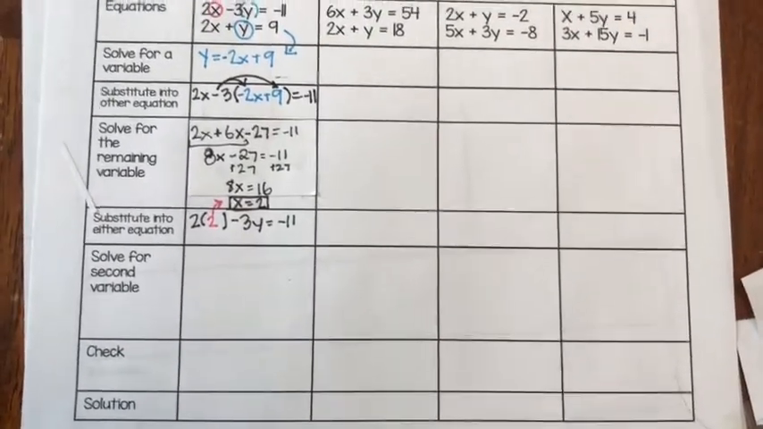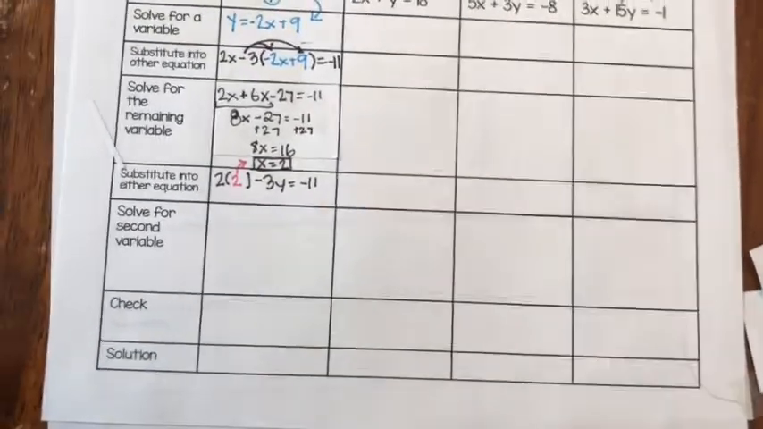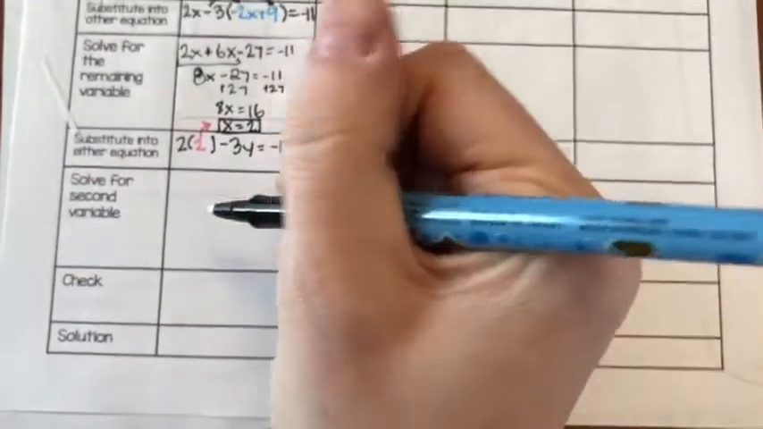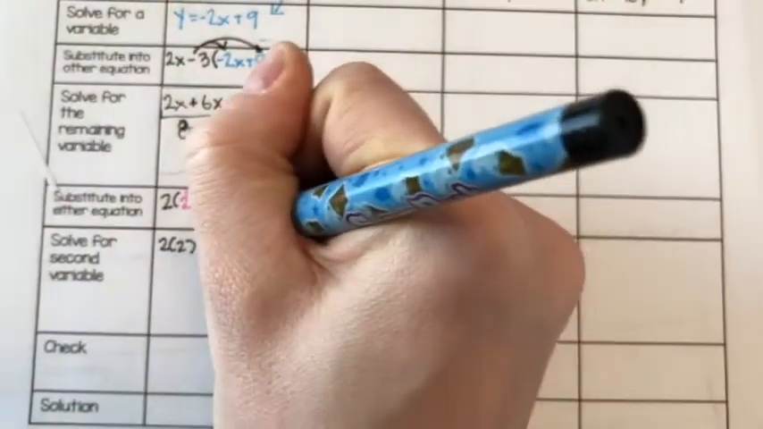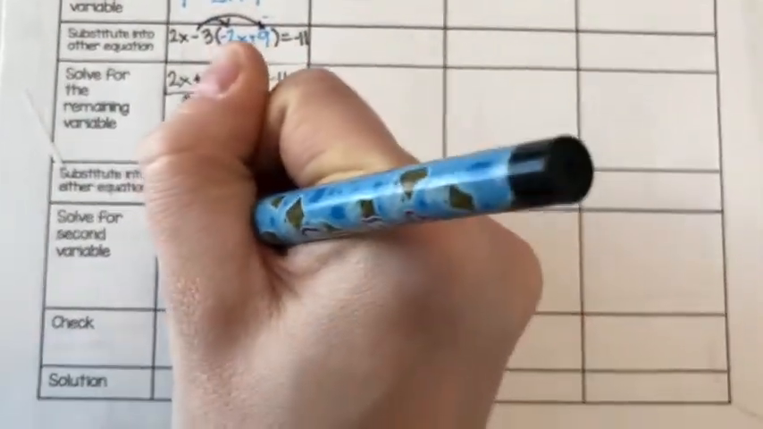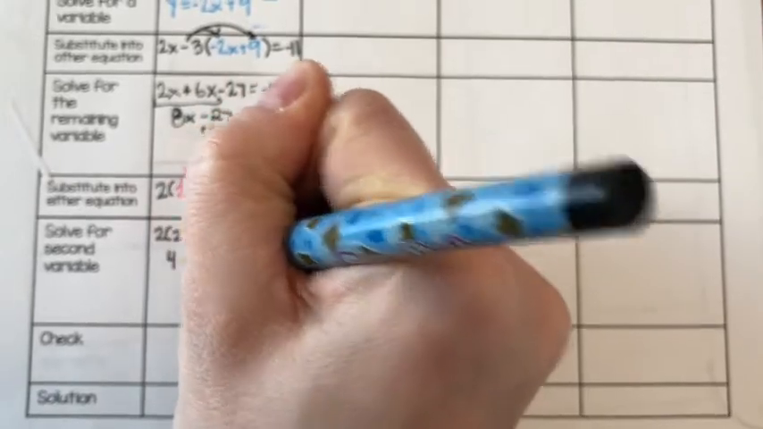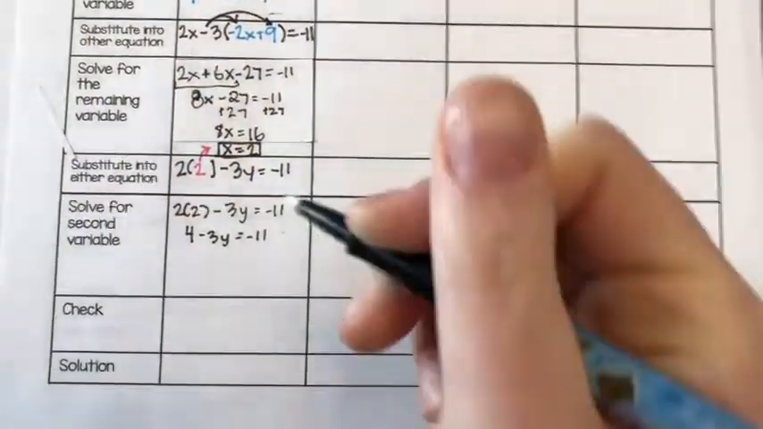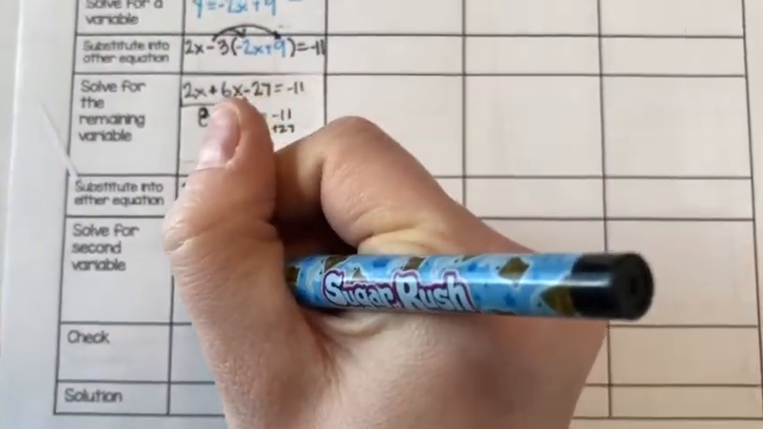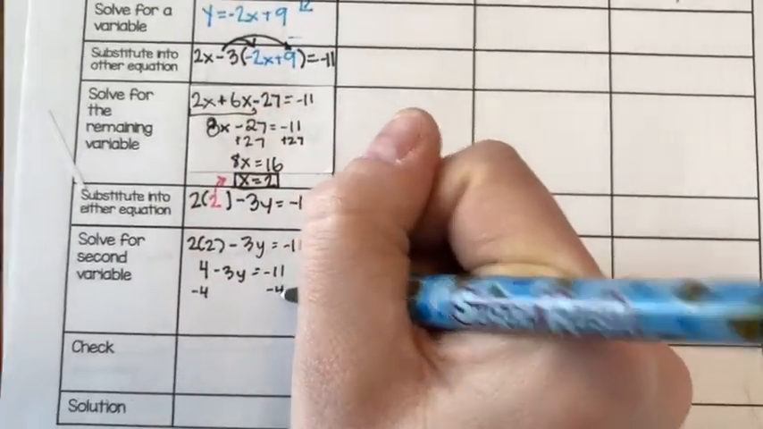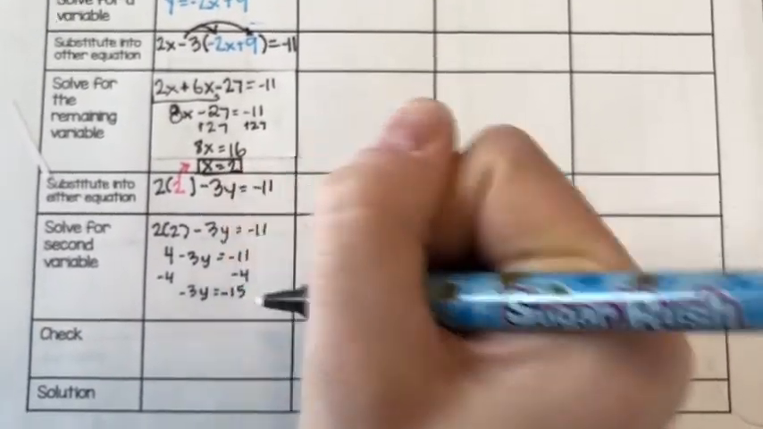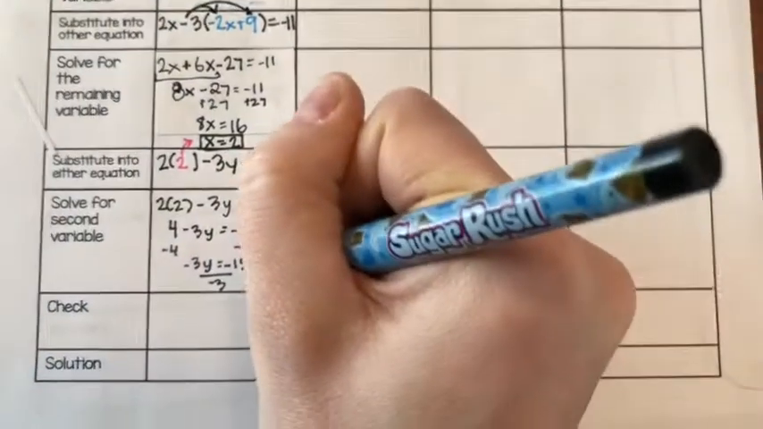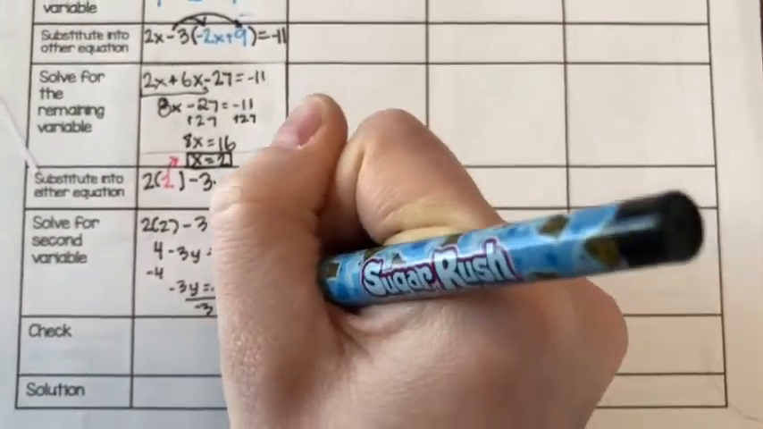So now we're going to solve for our second variable, which is y. So 2 times 2, minus 3y equals negative 11. 2 times 2 is 4, minus 3y equals negative 11. I'm going to subtract the 4: negative 3y equals negative 15. Divide by negative 3, y equals positive 5.